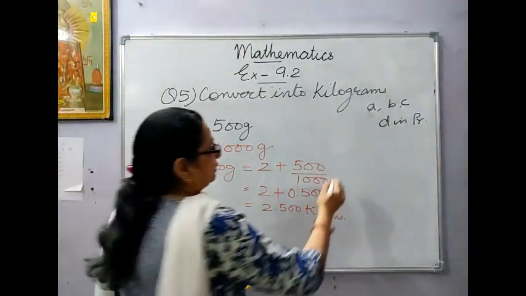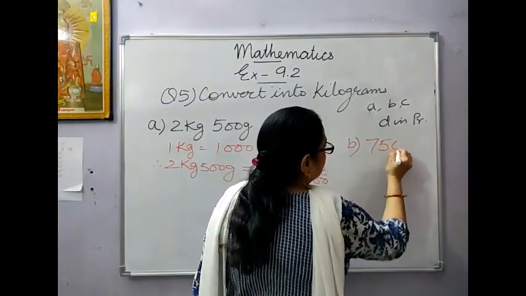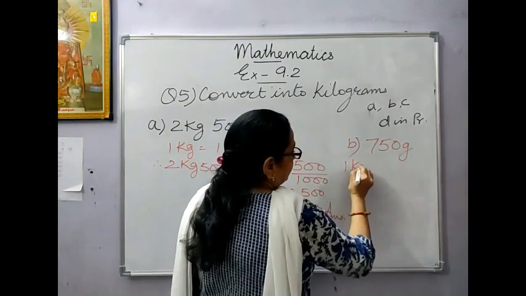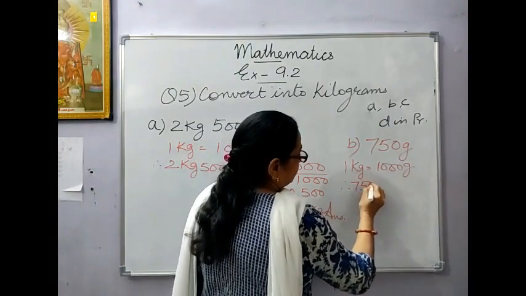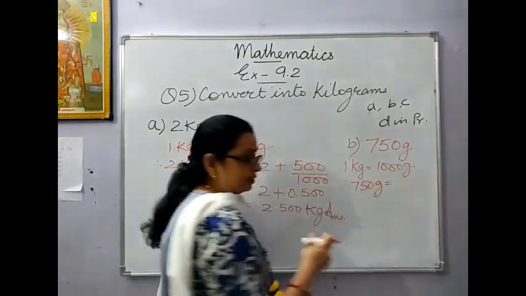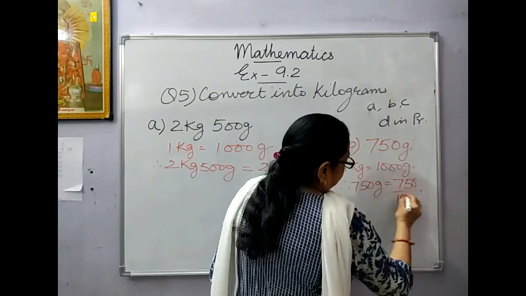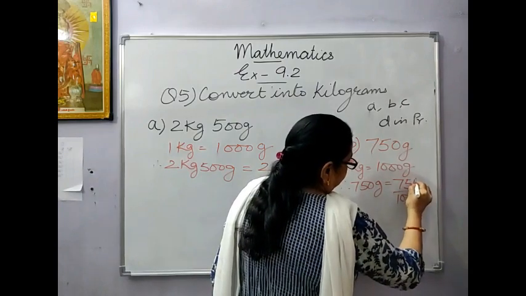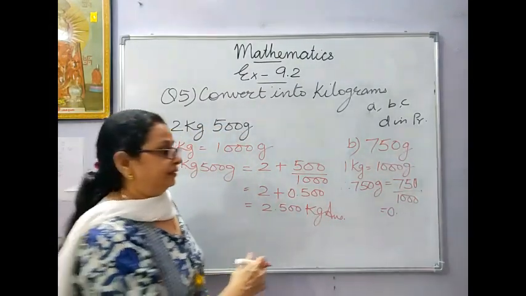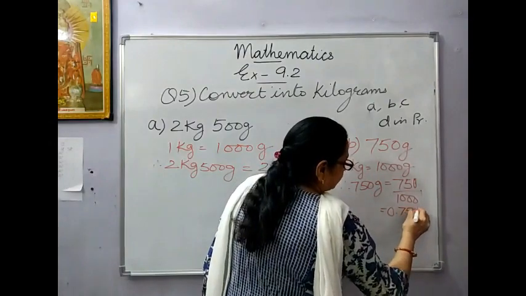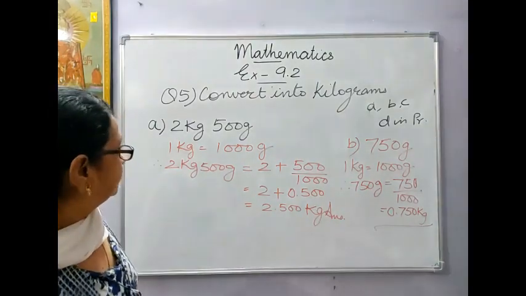Then sum number B, 750 gram. Very simple, as I have shown earlier. 1 kilogram is equals to 1000 gram. Therefore 750 grams equals to smaller to higher. So divide. It will be 0. This 0 we are putting that there is no whole number or a number before that. So it will be 0.750 kg. Clear? Then the next is similar.